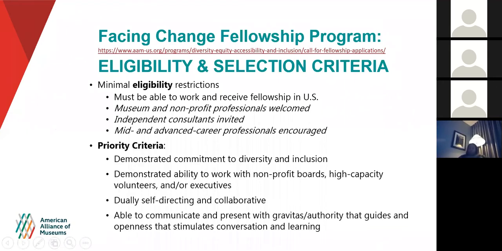So that's eligibility. Let's talk about what we're really looking for and some of the priority criteria. Our priority criteria are centered around our goals and the biggest challenges that we anticipate. So first, of course, a demonstrated commitment to diversity and inclusion, however that is demonstrated and shown. A demonstrated ability to work with nonprofit boards, high-capacity volunteers, and/or executives. We have gotten questions about whether or not you have to be at a certain level in your organization. The level in your organization is not what is being evaluated. What we're actually looking for is the experiences and opportunities that you've had to work with both peers and superiors, as we think through the special kinds of relationships that boards actually have with their organizations.